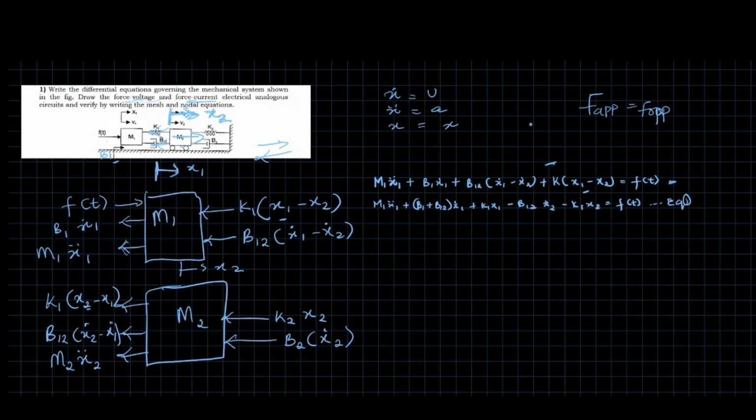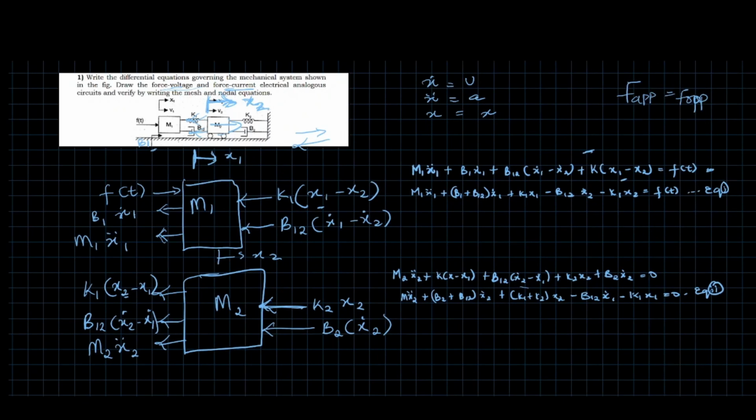Now if I write that, this is going to be the differential equation. You can see in this case there's no applied force, all the forces are in the opposing direction. So applied force is going to be 0. So these are the two differential equations. Now let's go to the force-voltage and force-current analogous circuits.